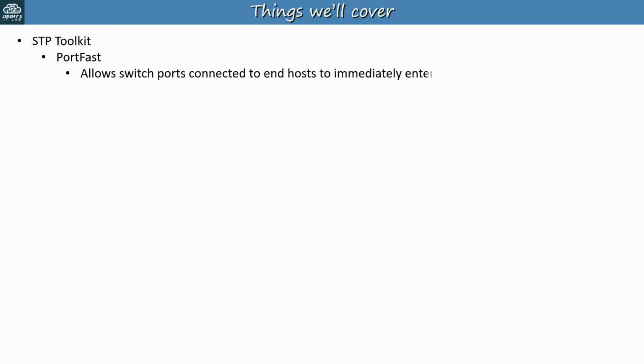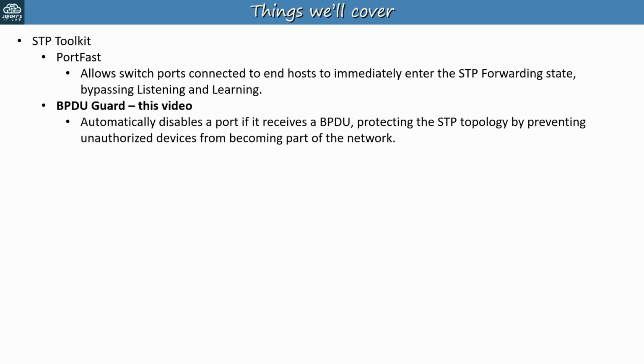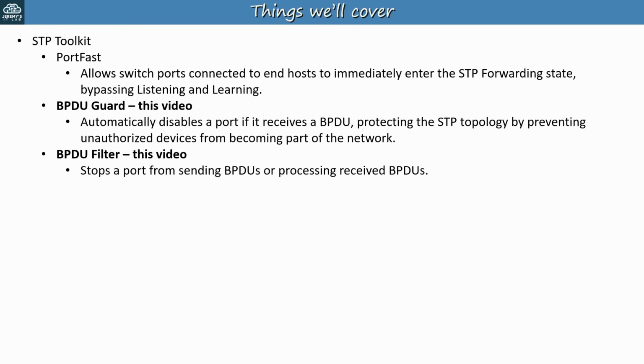Let's get started. Here's what we'll cover. We are continuing with the STP Toolkit. The previous video covered PortFast, a feature that you should enable on switch ports connected to end hosts, allowing them to communicate over the network right away after connecting. In this video, we'll cover two more. BPDU Guard, which automatically disables a port if it receives a BPDU, and BPDU Filter, which stops a port from sending BPDUs or processing received BPDUs.